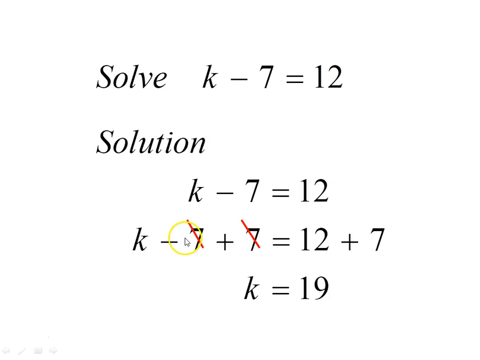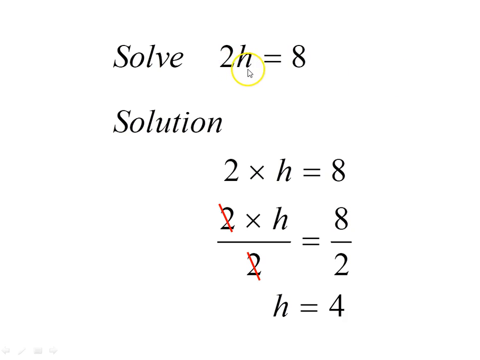Minus 7, the opposite of that, the inverse of that is plus 7. Minus 7, add 7. That makes the 7 over here disappear. We're left with the pronumeral, the variable k all by itself. But over here, if we add 7 on the left-hand side, to keep it equal, we must add 7 on the right-hand side. So 12 plus 7 gives us 19. k equals 19 is the solution to this equation. 19 minus 7 gives us 12.